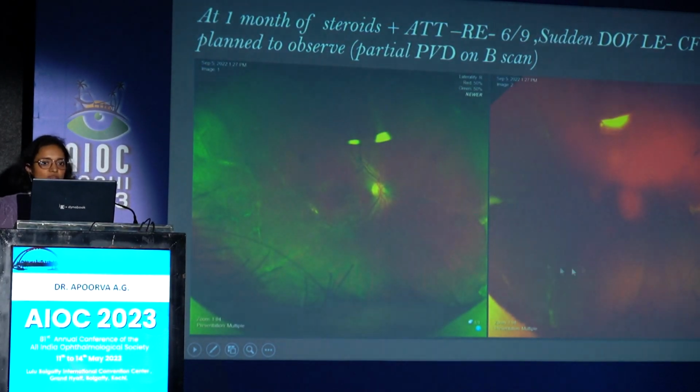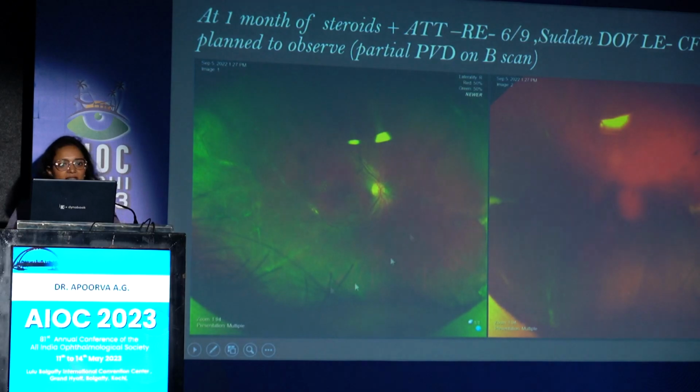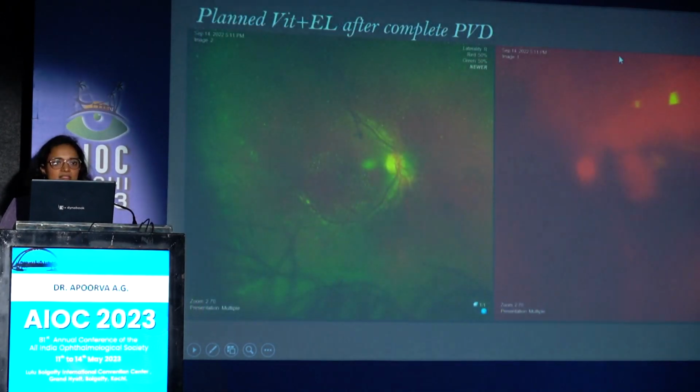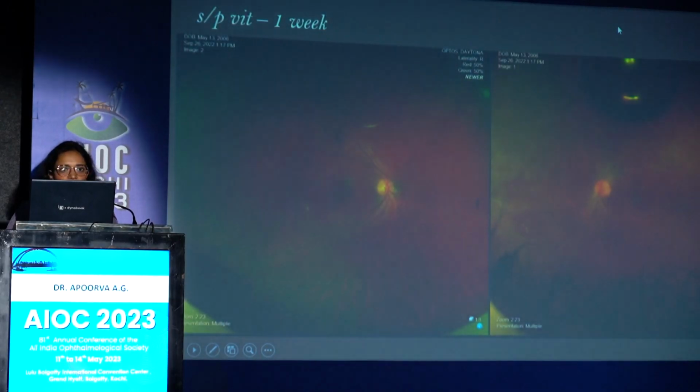But at 1 month of steroids and ATT, the right eye, although it improved, the left eye had a sudden diminished vision with counting fingers close to face. We planned to observe because there was only a partial PVD on the B scan, and planned a vitrectomy after complete PVD. So this is what happened. We could see the disc hazily, but the vision was very less.